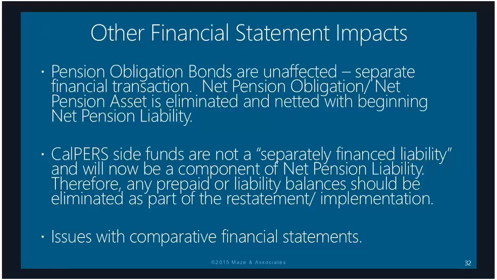Lastly, for employers that issue comparative financial statements, since certain data for the prior fiscal year will not be available, it will be difficult to restate the beginning net position of the prior year. In that case, we suggest that the prior year column not be restated and the reason be disclosed in the footnotes.